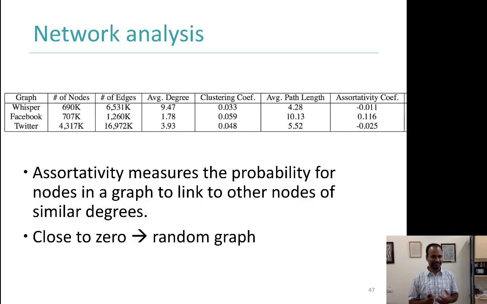I hope that's clear. So essentially the conclusion you can draw from this network analysis is that the Whisper network is a random graph. In the Whisper network, people actually interact with random people, and the graph is pretty sparse.